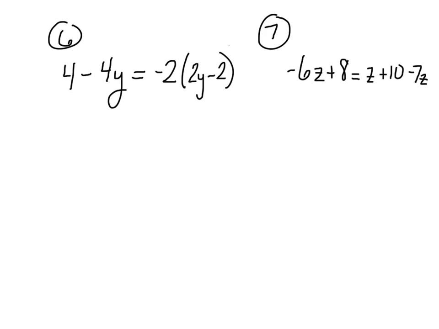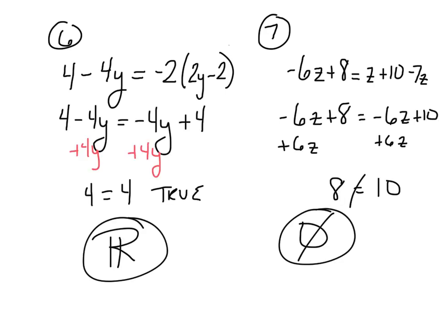Examples 6 and 7, why don't you write them down, pause the video, and see if you did them right. If you solved each of them, the first one, distribute, move the minus 4y over, you're going to get 4 equals 4, which means this is true. Your answer is all real numbers or infinitely many. Number 7, you're going to get 8 is not equal to 10, two numbers that are not equal. Therefore, your answer is no solution, or you can put down empty set.